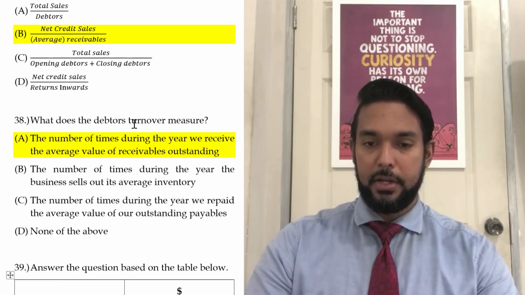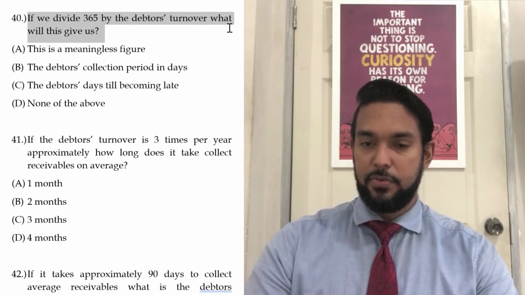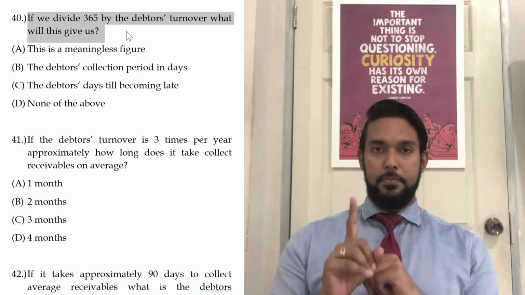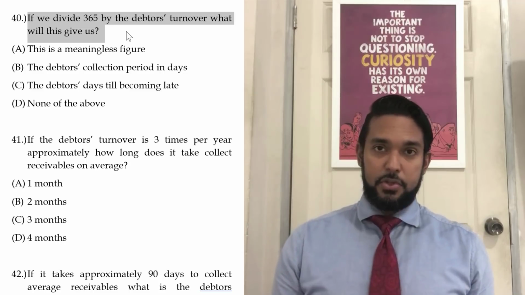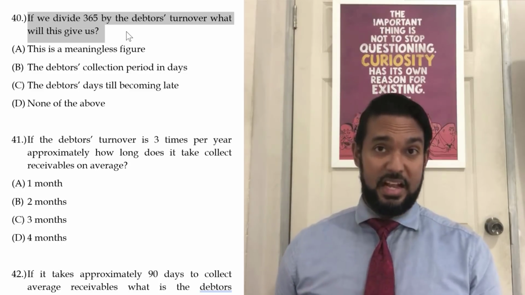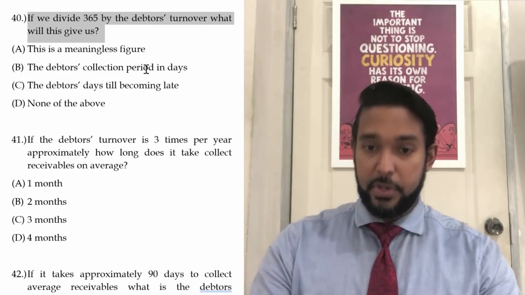Let's go back up and go across to number 40. If we divide 365 by the debtors turnover, what will this give us? Just like in the previous question, if we took 365 and divided by the rate of stock turn, we get the number of days to sell average stock. This is what you call the debtors collection period in days.